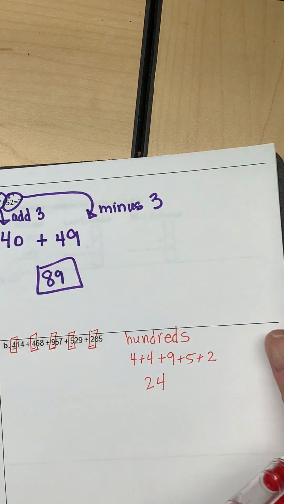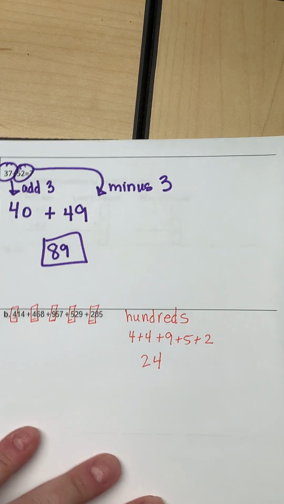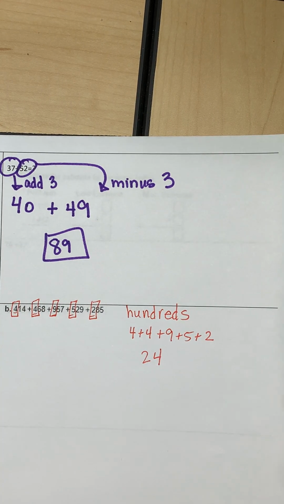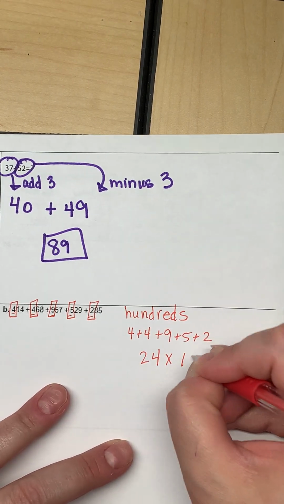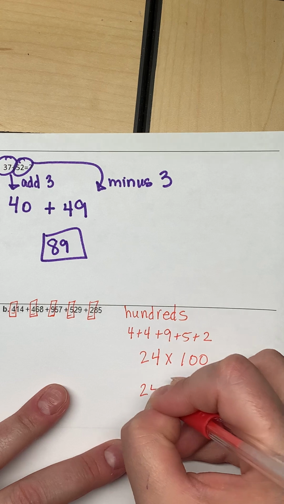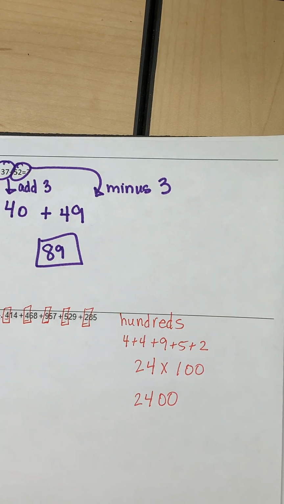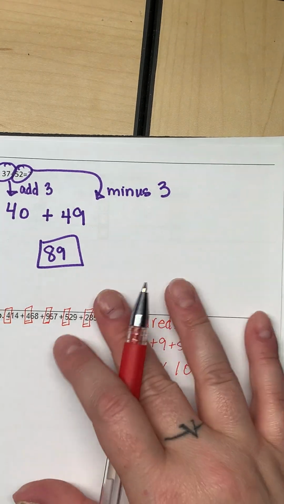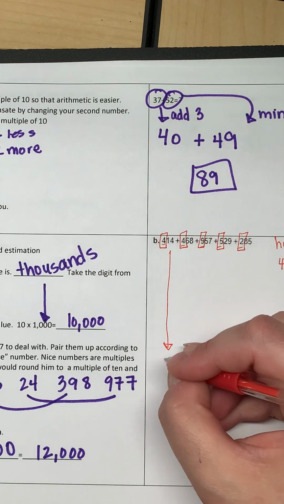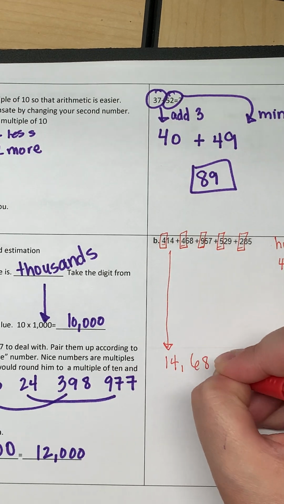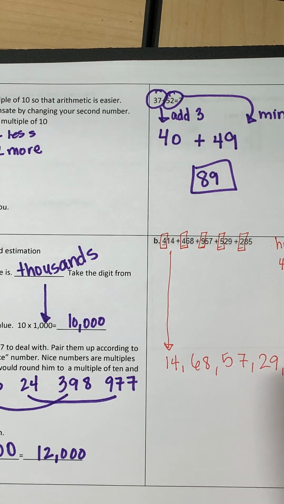Okay. So we've just done step 1. Step 2 says multiply your result by the place value that we just talked about, hundreds. So 24 times 100 is 2,400. Yay! So it's like we just estimated all the hundreds. Now, what do we have left? We have left 14, 68, 57, 29, and 85.